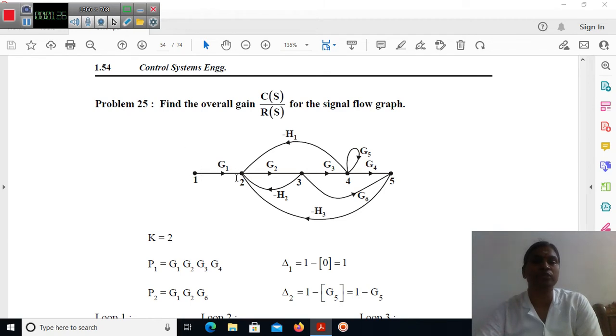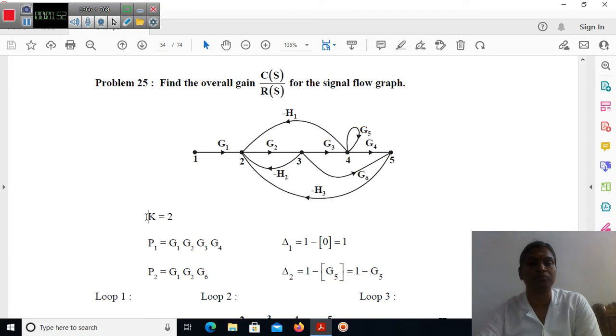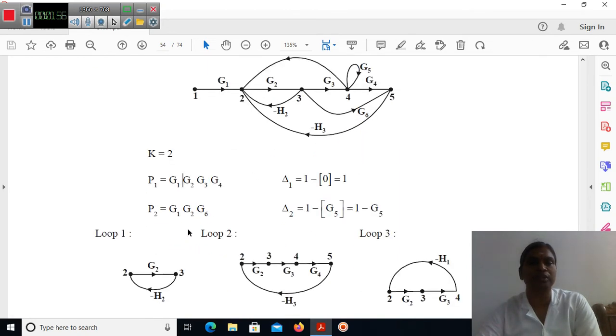Next we have to find out whether any other forward path is available in the problem. We can easily find the next forward path: G1, G2 and G6. With G1, G2 and G6 we can reach from 1 to 5. In this problem we have two forward paths, so we can consider k equal to 1, 2. Next we have to find out the individual loops.